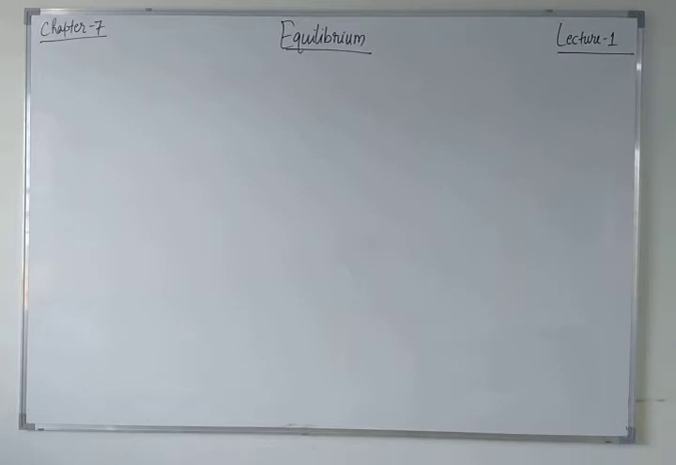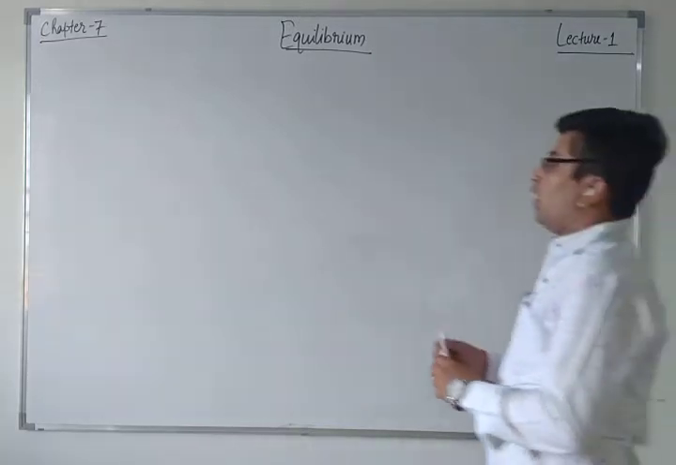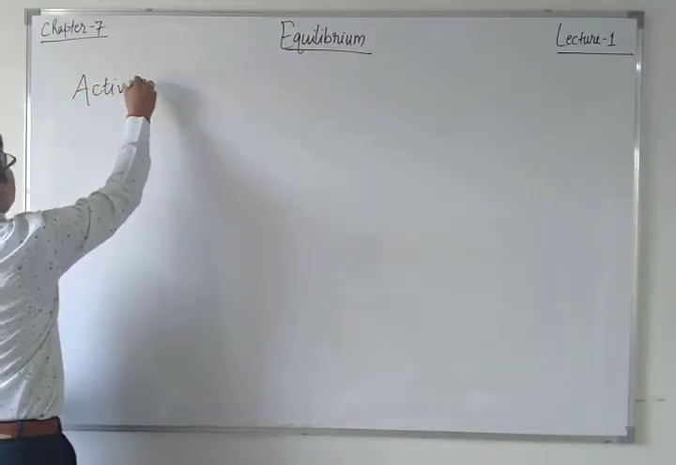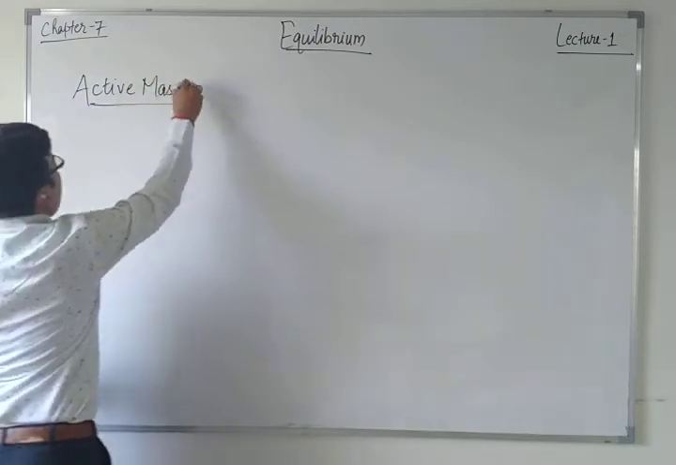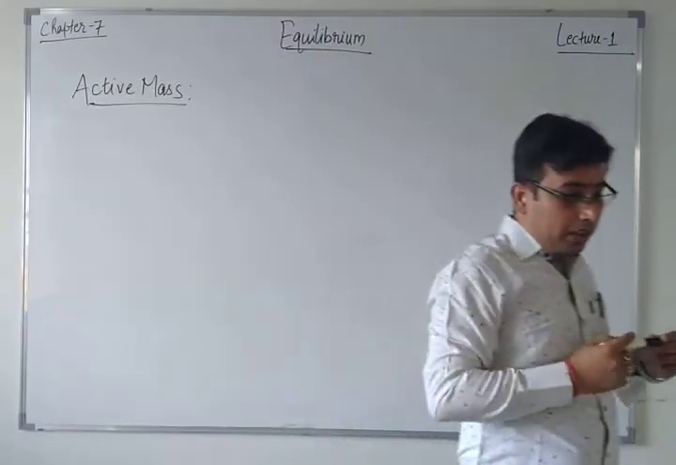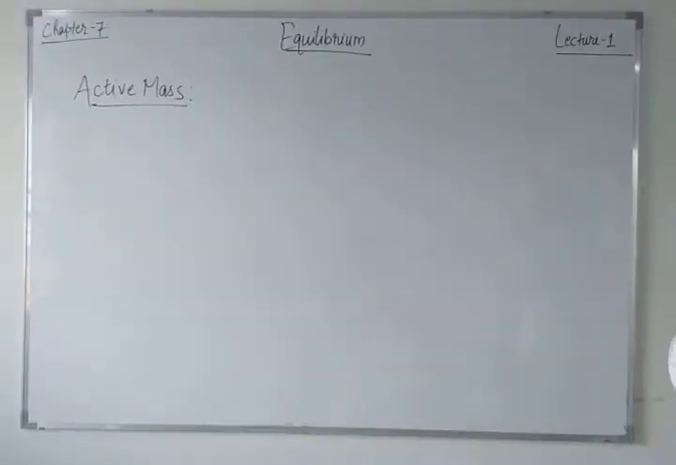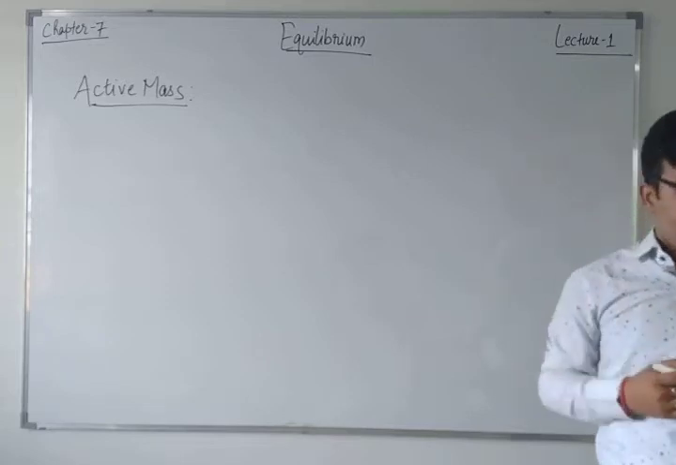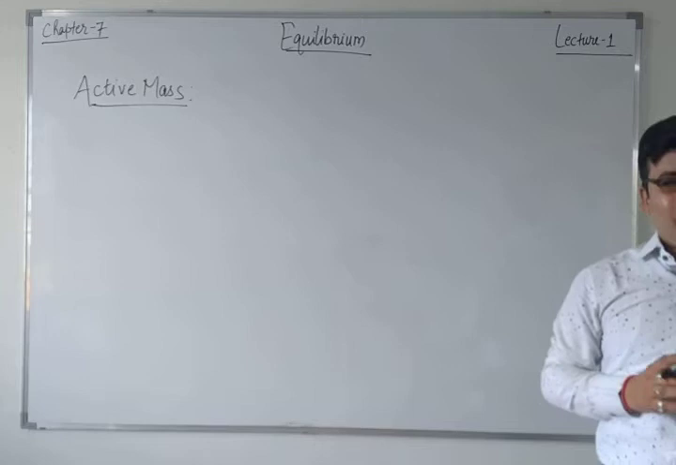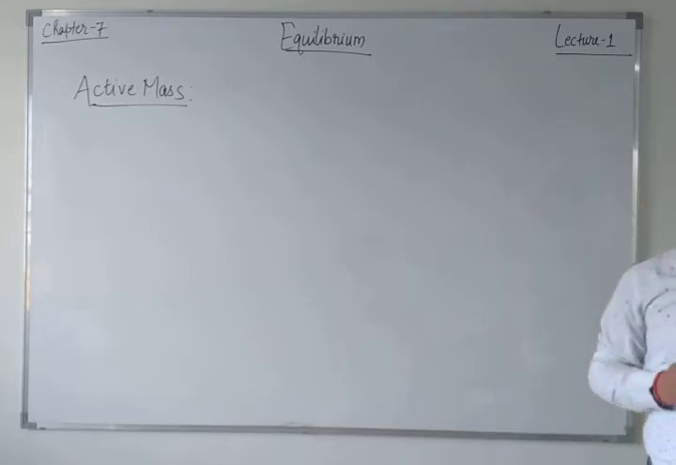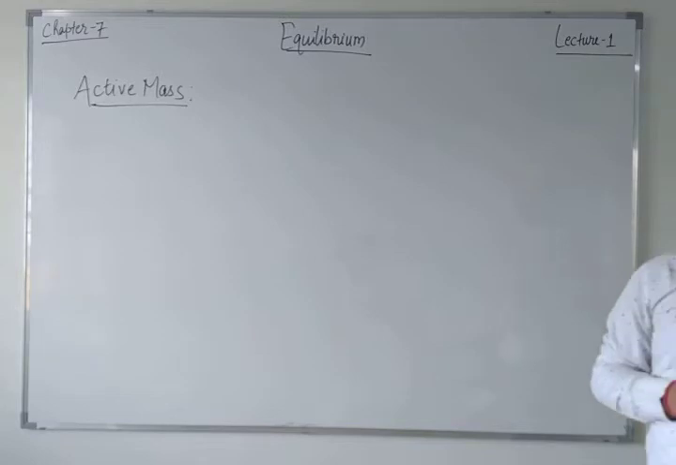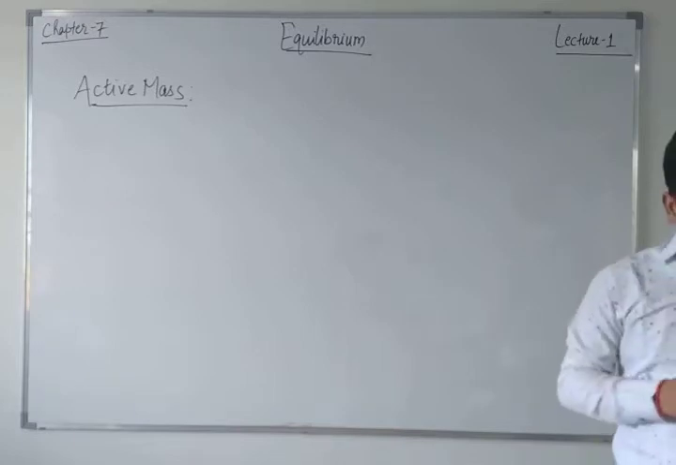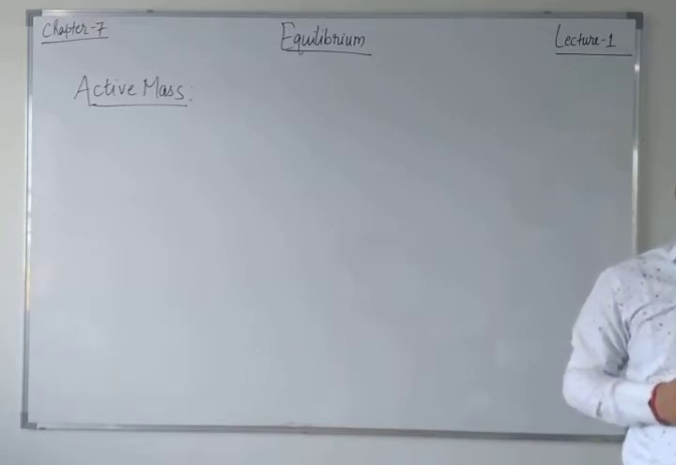Now the new term is active mass. Have you heard the word active mass? I hope all of you have heard about it. If you have not heard, that is also not an issue. The term active mass means the concentration of the reactants expressed in mole per liter. That's called molar concentration. All of you know molar concentration very well, right? In the case of gases, it may also be the pressure of the reactant gas in the atmosphere. In solution, the molar concentration means the number of gram molecules present per liter.